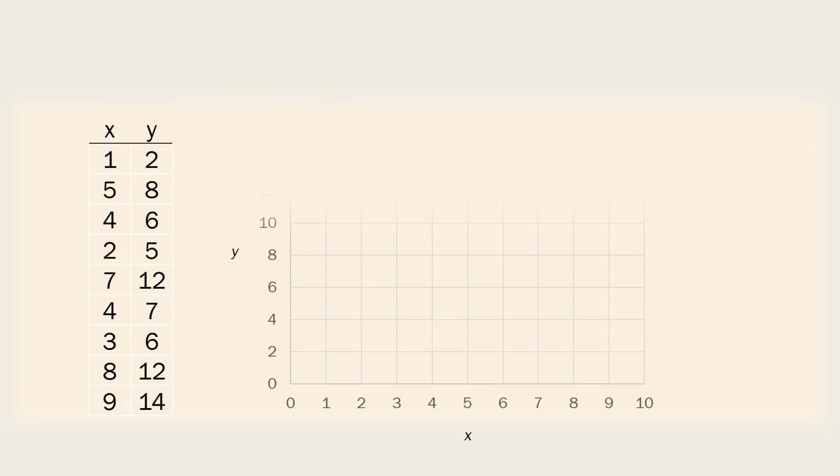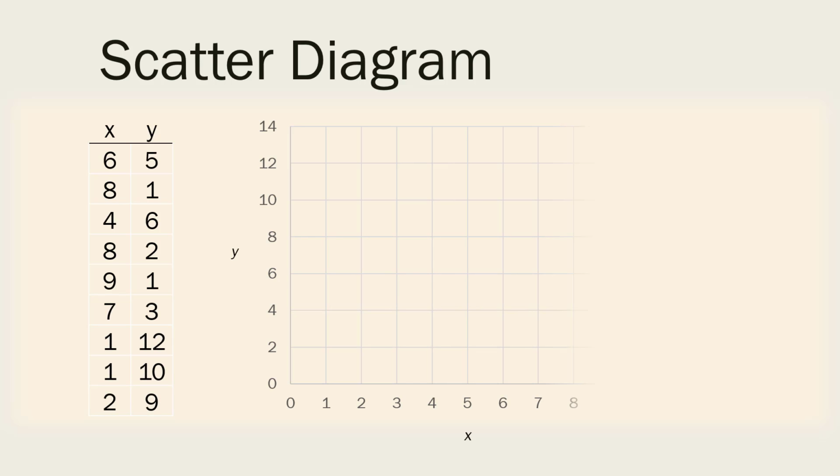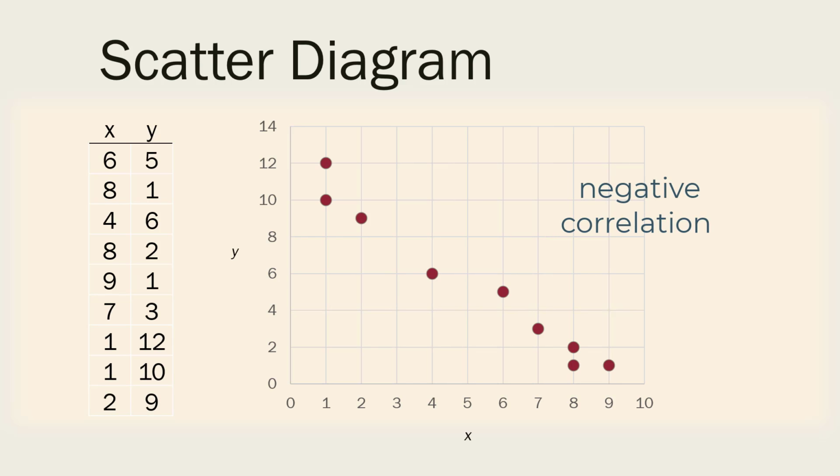We can visualize the points in a graph called a scatter diagram or scatter plot. You can see here that as x increases, y also tends to increase. When x is low, y is low. And when x is high, y is also high. We refer to this as a positive correlation, as the scatter plot goes from lower left to top right. On the other hand, if y decreases as x increases, we have a negative correlation, and the scatter plot goes from top left to lower right.